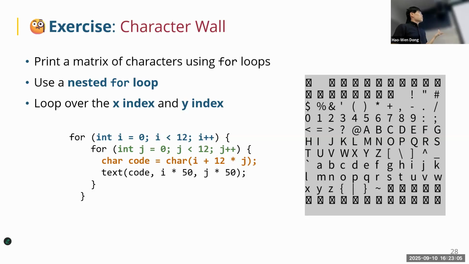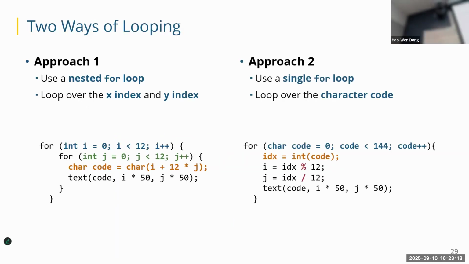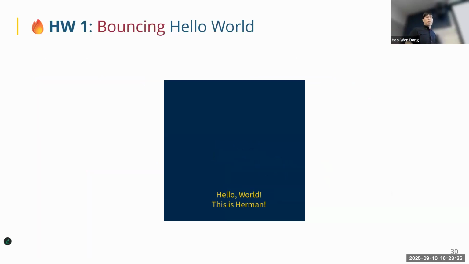Cool. So there's actually a way you can use one for loop. I would just spell it out, but we don't have time. We will go over it next time. That's where you see the modulo again, where you can just loop over the code from 0 to 144, but now you get the i and j back, and you can get exactly the same thing. Cool. And that's what you have played with in homework 1, just that you are playing with more characters.